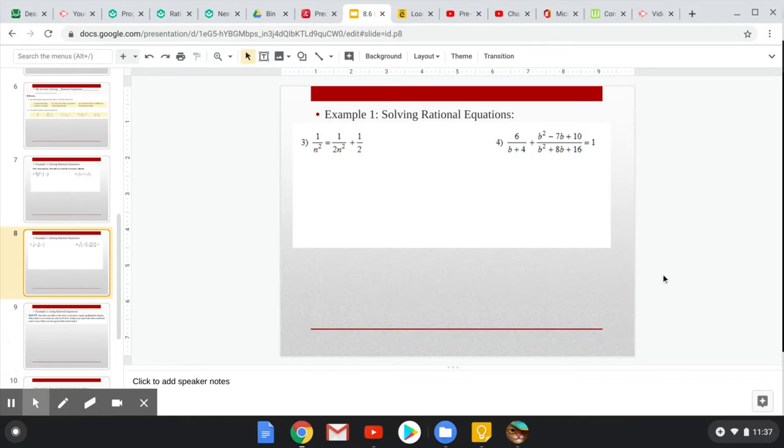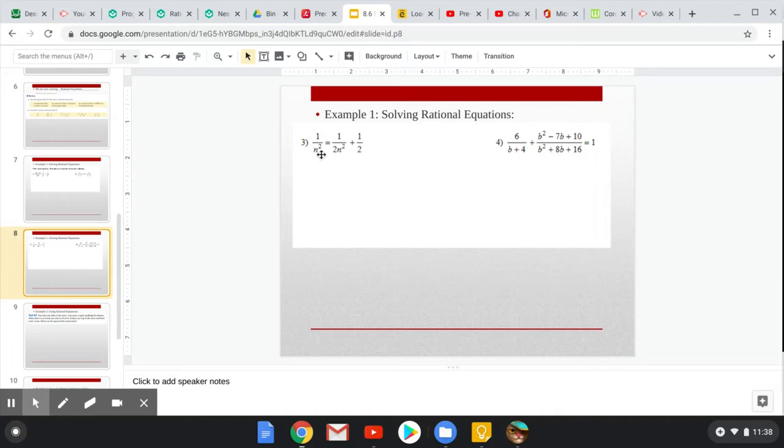All right, hello. This is 8-6, part 3, continuing with solving rational equations. This is going to be example 3, and possibly also example 2. We'll see how the time goes.